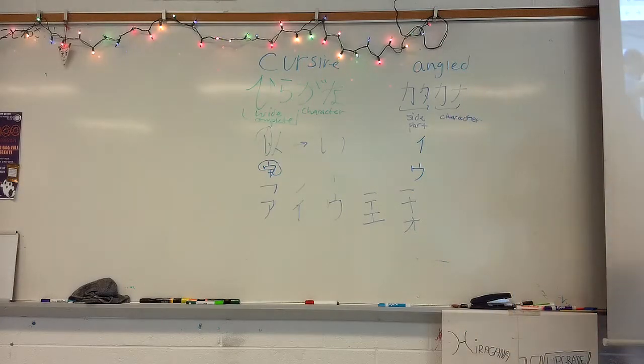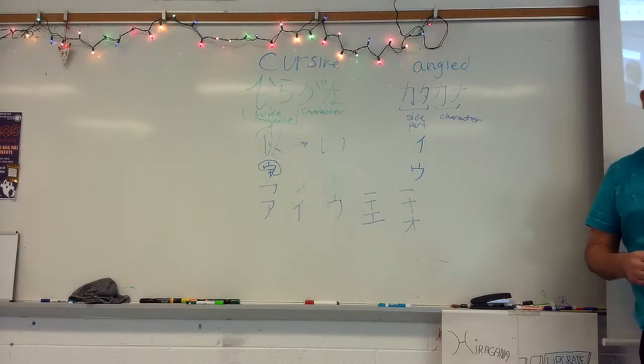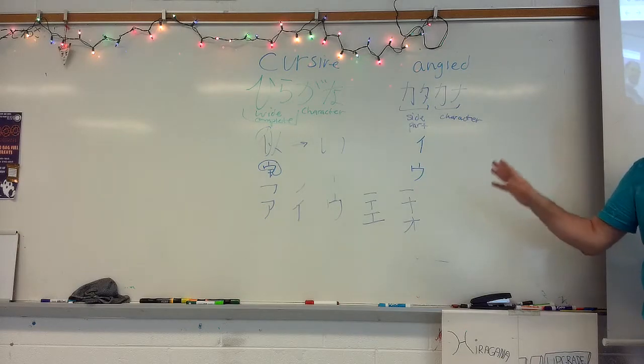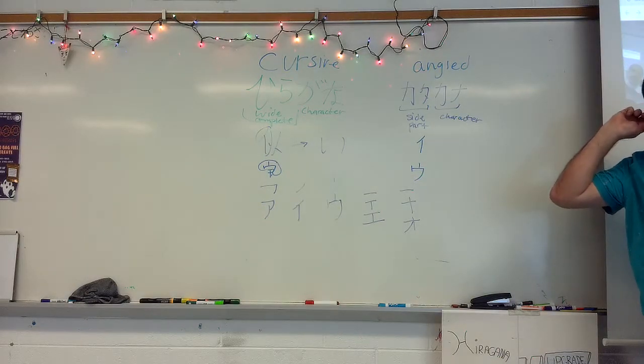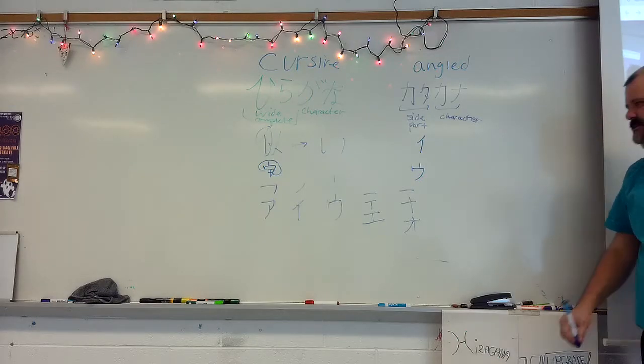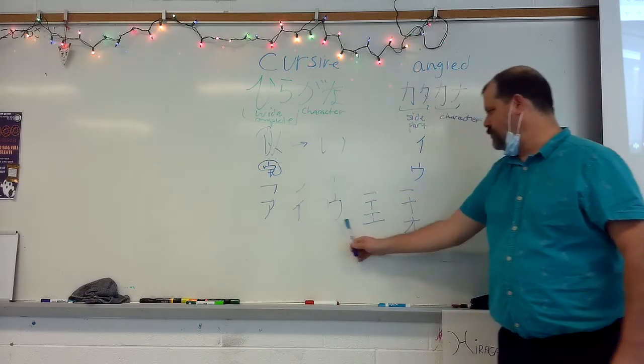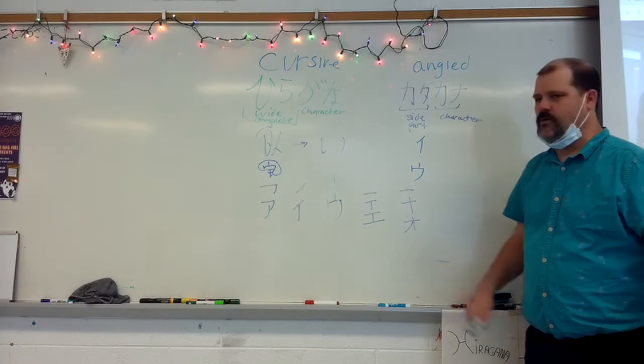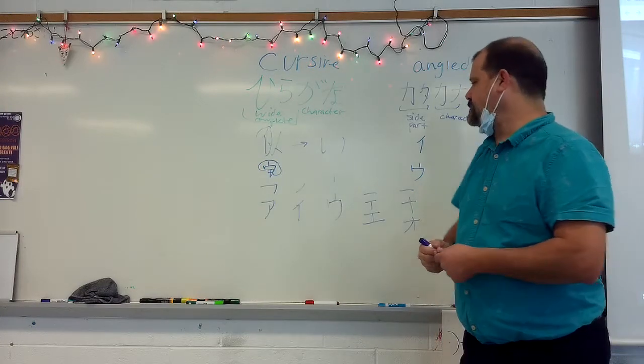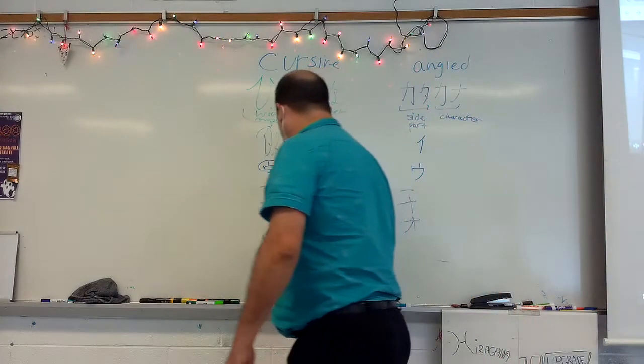Notice that all three of them are very angular. They don't have any kind of cursive feel to them at all. That's how you can instantly tell the difference between a hiragana character and a katakana character. Hiragana is always very cursive and loopy. Katakana is always very angular. So let's say these together. A, i, u, e, o.